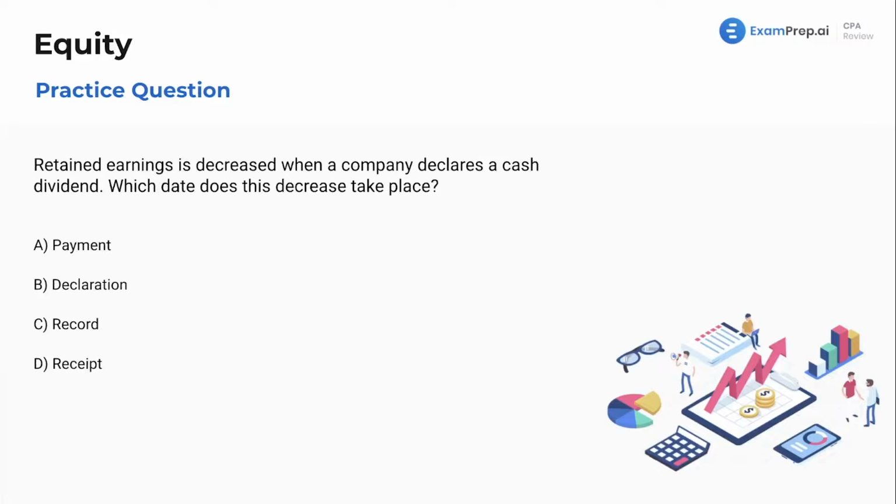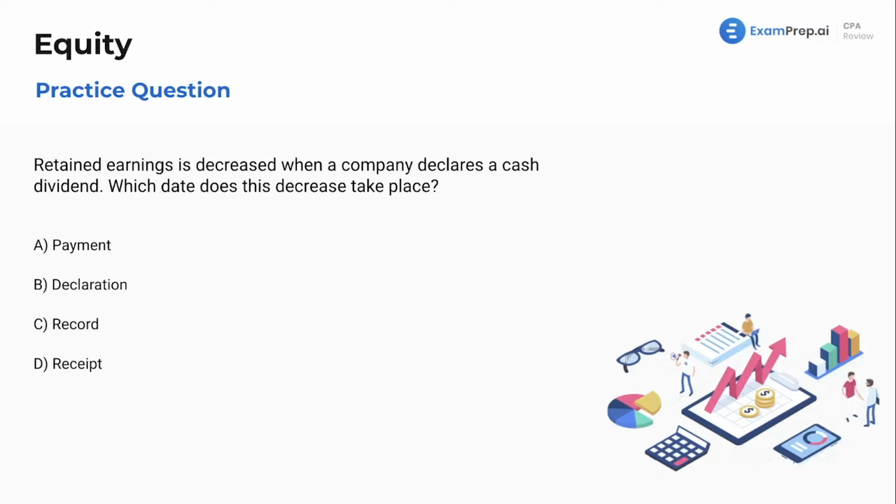Next up, retained earnings is decreased when a company declares a cash dividend. Well, one of the few questions that just gives you a fact about accounting. Which date does this decrease take place? All right, so a good way to think about it, and I'll say this a lot, what makes sense? When is this effective as of?